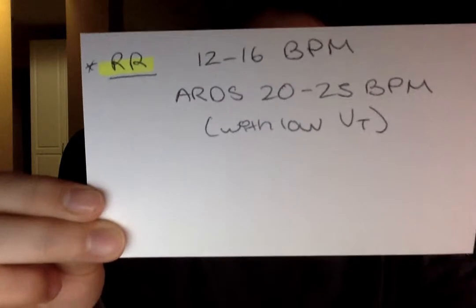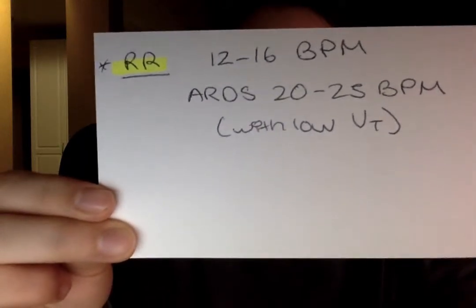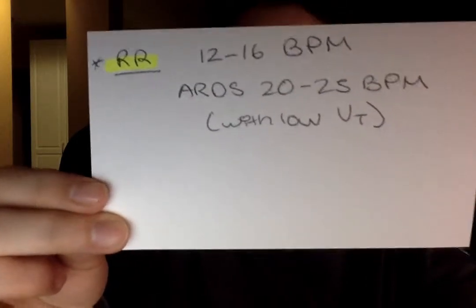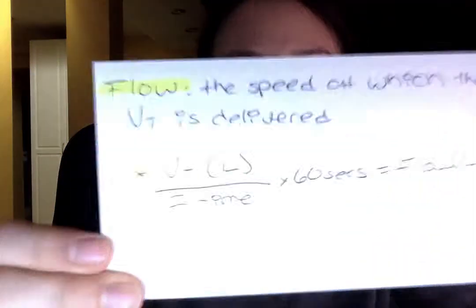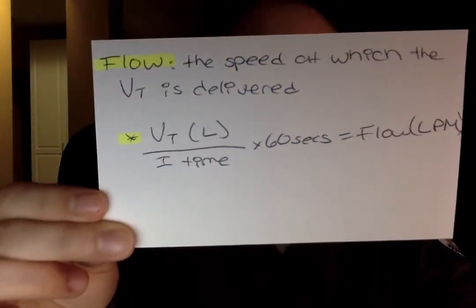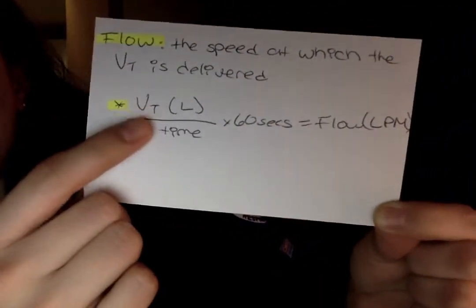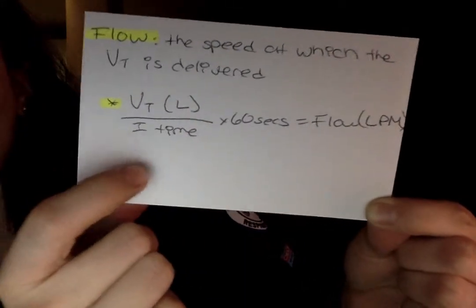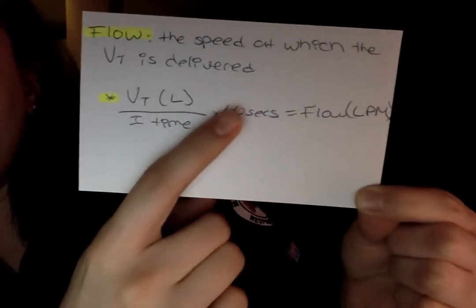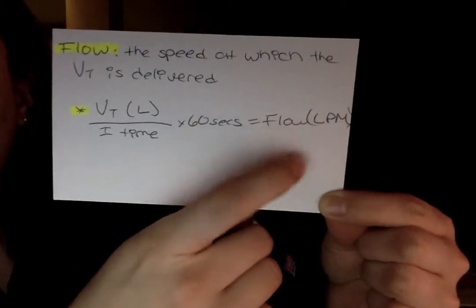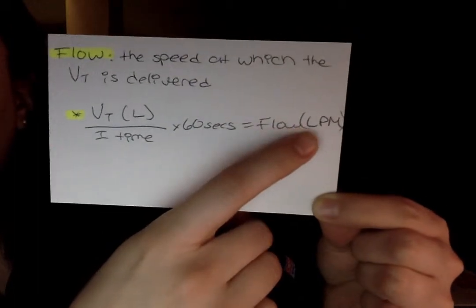For frequency, it is normally set at 12 to 16 breaths per minute. In ARDS patients, we set 20 to 25 breaths per minute, and this is with low tidal volumes. Our flow is the speed at which the ventilator will deliver that tidal volume. We go ahead and calculate that flow with the patient's tidal volume. We convert that into liters over our I time times 60 seconds because we want to convert this into minutes. So this will equal our flow in liters per minute.